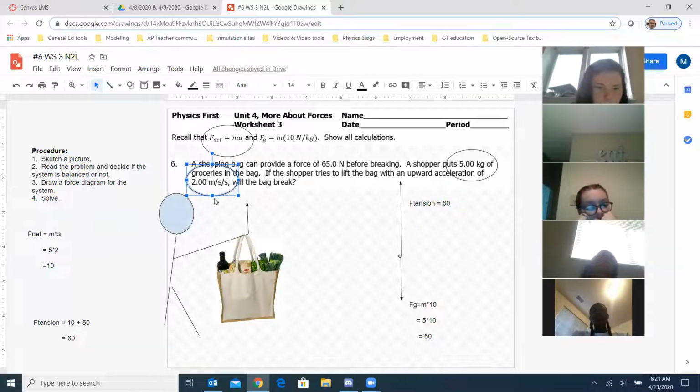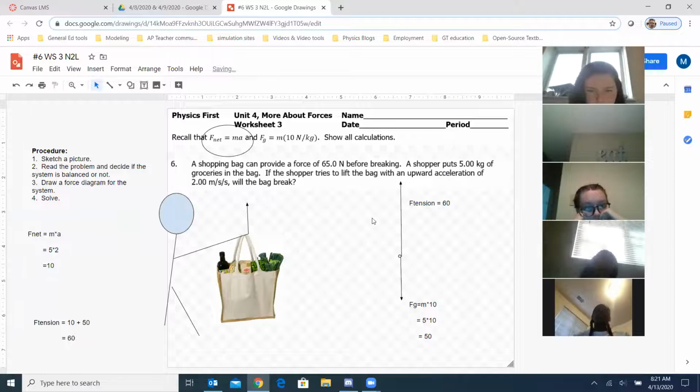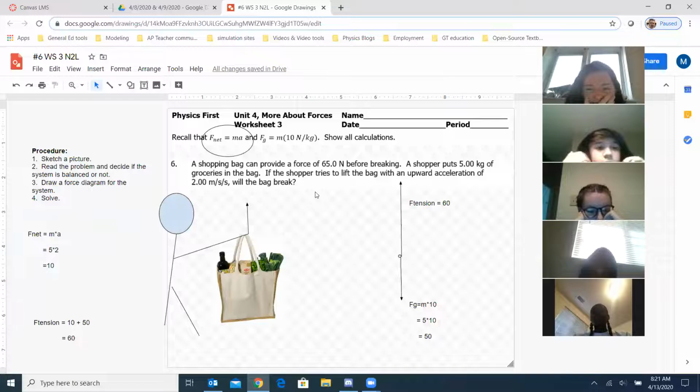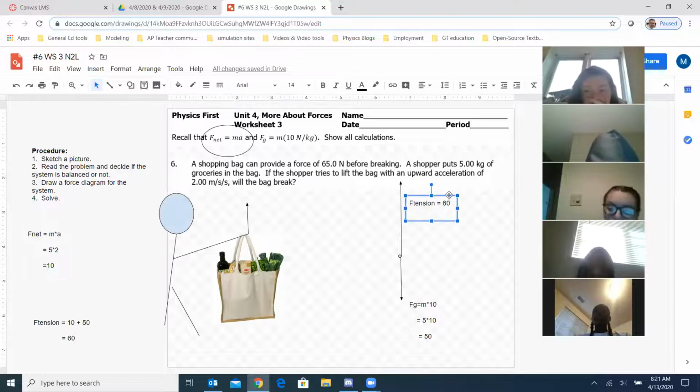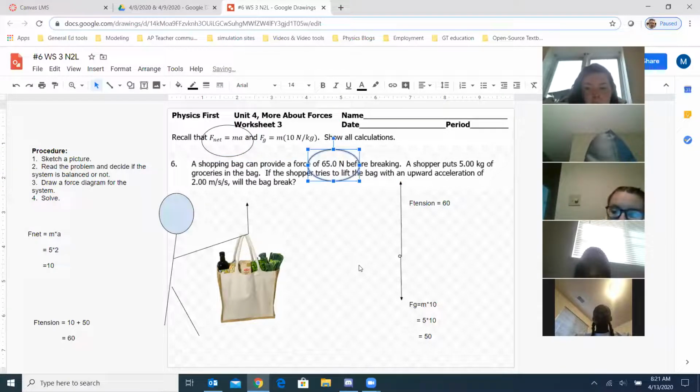I'm going to get rid of these circles so that it's not distracting us. It says a shopping bag can provide a force of 65 newtons before tearing. If the shopper provides a lift on this bag with an upward acceleration of 2 meters per second squared, will the bag break? Well, notice the tension force here is 60. It can have a maximum force of 65. So will this bag break? Yes or no?